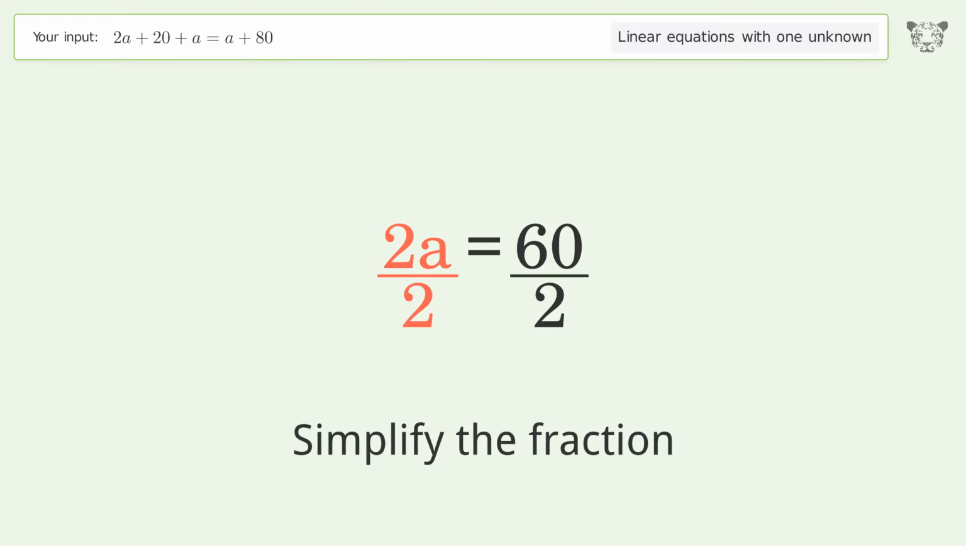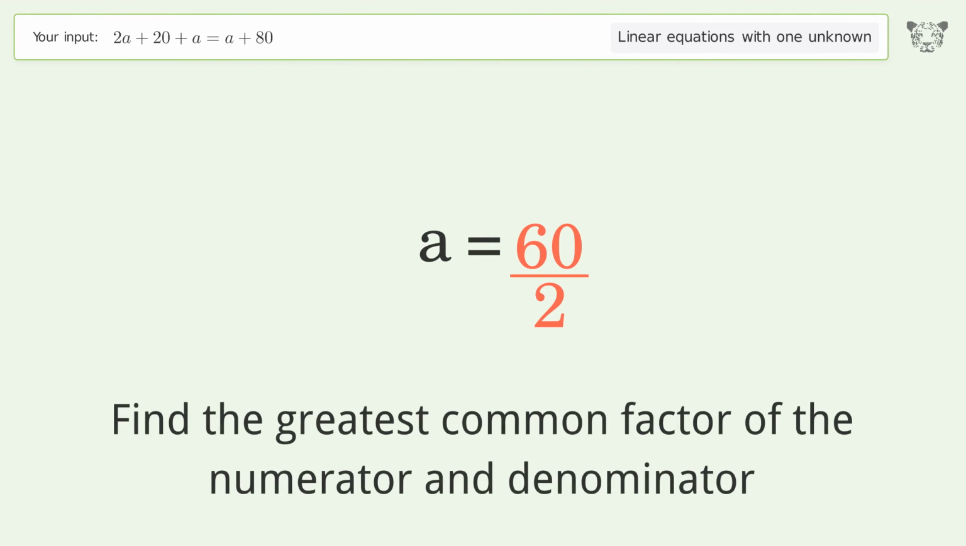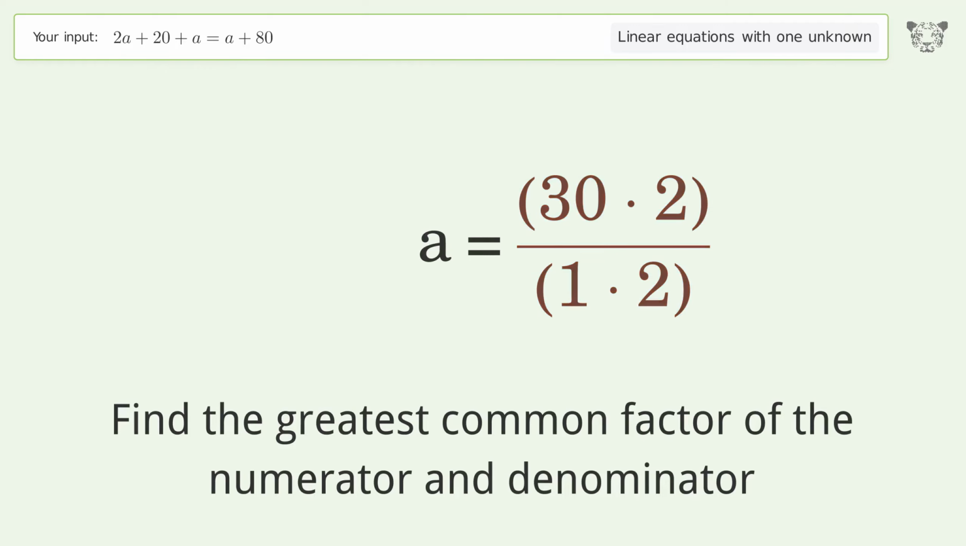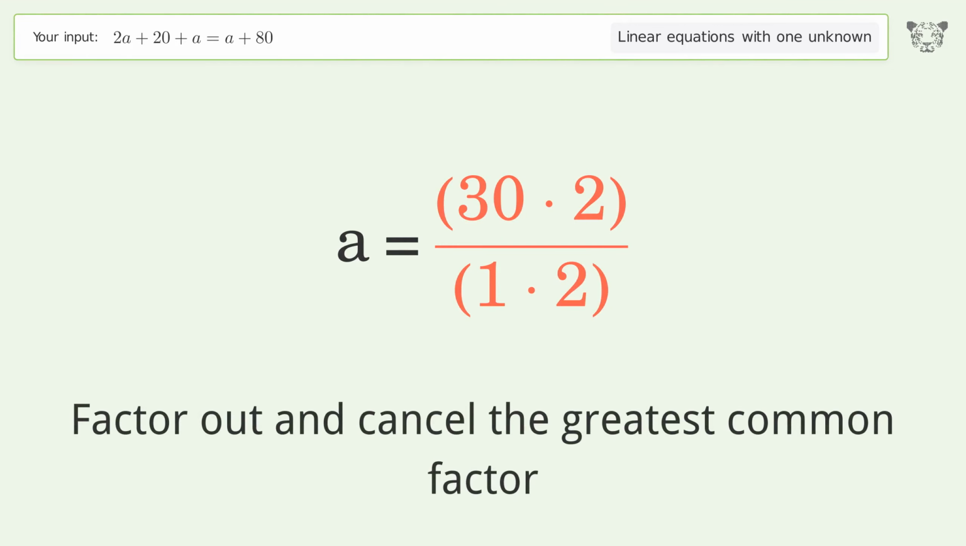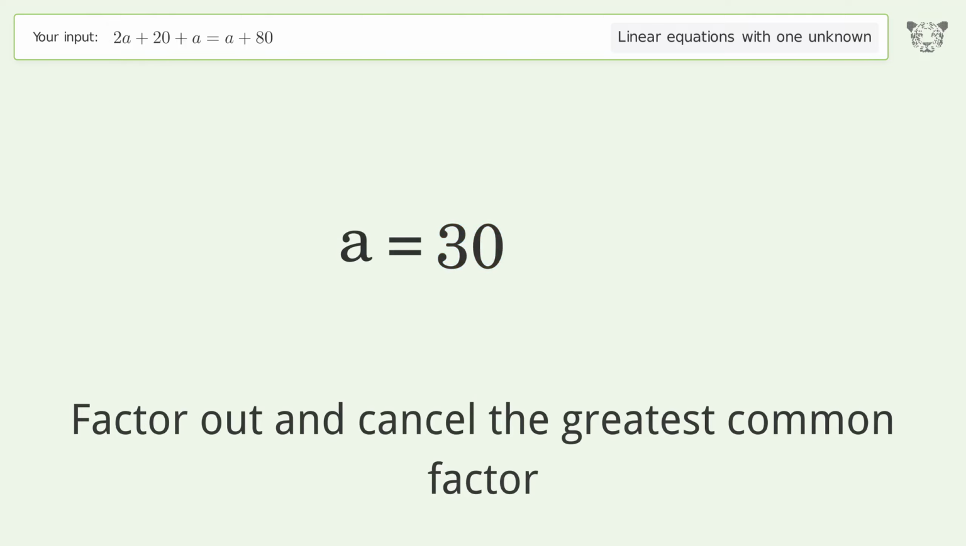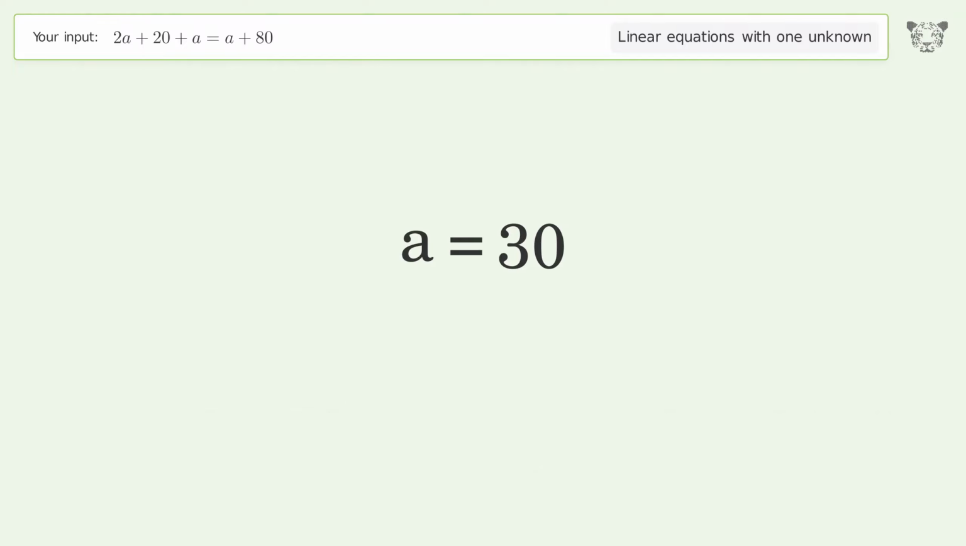Simplify the fraction. Find the greatest common factor of the numerator and denominator. Factor out and cancel the greatest common factor. And so the final result is a equals 30.